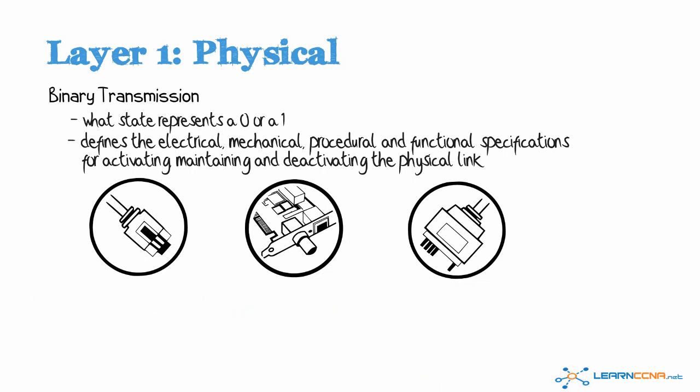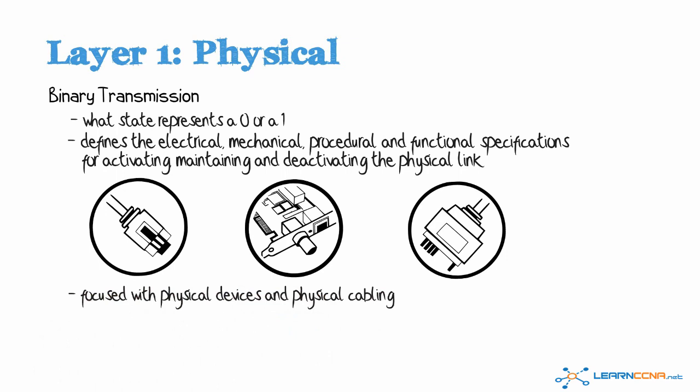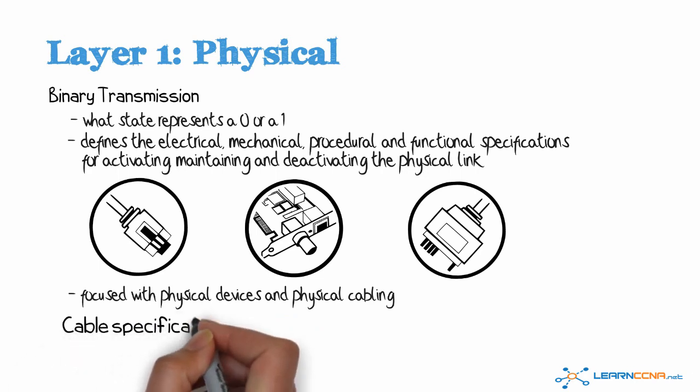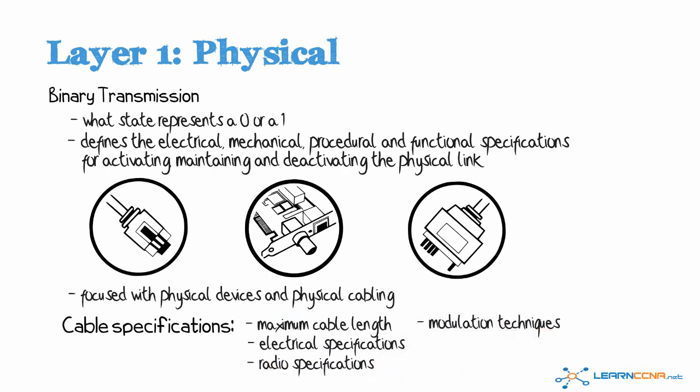The physical layer is often the easiest layer to identify because it's focused on physical devices with physical cabling. There are many major functions performed by this layer, and they will vary depending on the physical media. So as an example, layer 1 specifications include cable specifications like maximum cable length, electrical specifications, radio specifications, including signal strength, modulation techniques, line coding, bit synchronization, and many other options.